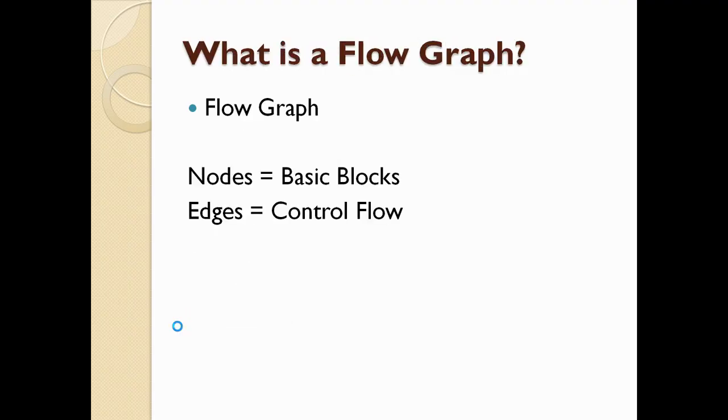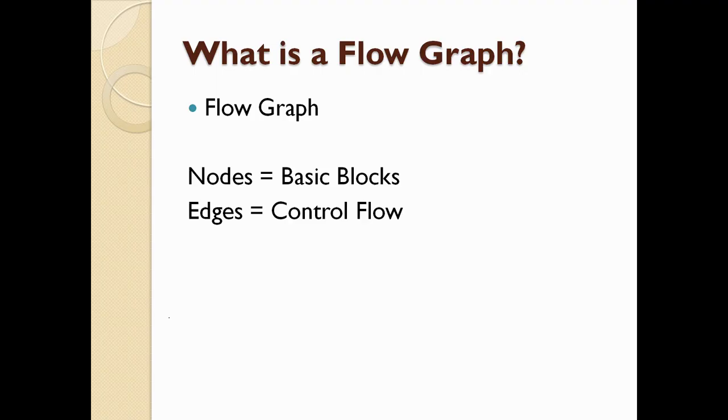Next, what is a flow graph? After creating basic blocks, the compiler wants to know how control moves among them. For this purpose, it constructs a flow graph. Each basic block becomes a node and control transfer from one basic block to another basic block becomes an edge.